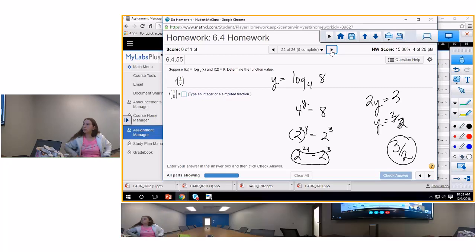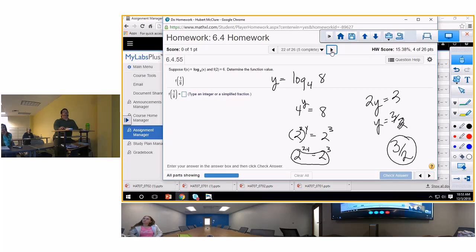Suppose f of x is equal to log base a of x and f of 2 is equal to 6. Just write that one down. I'm not going to fool with that one. That's too tedious.